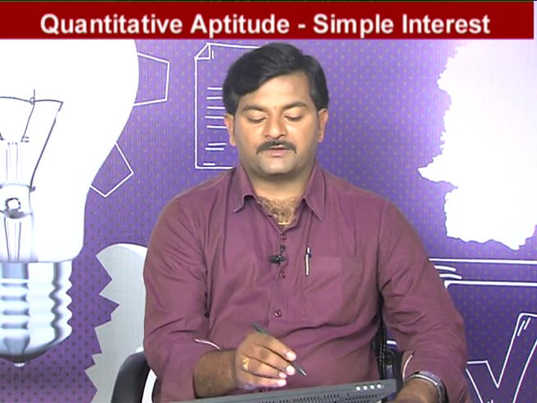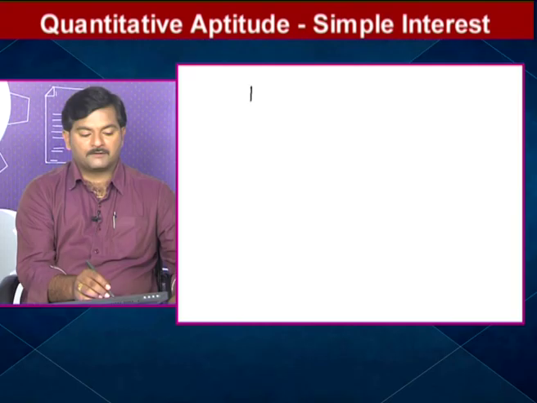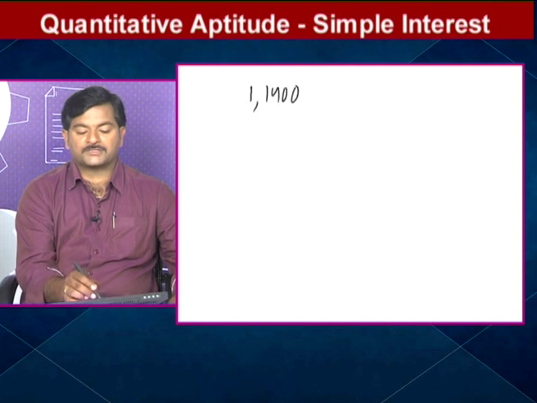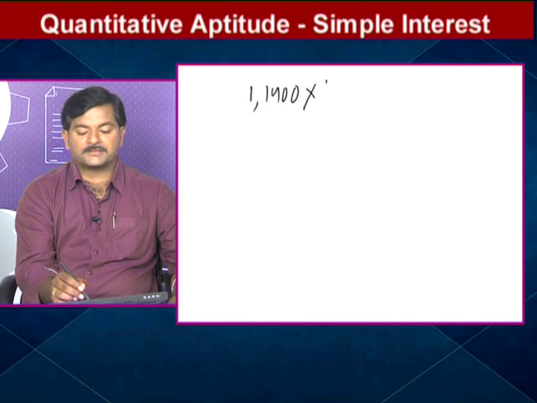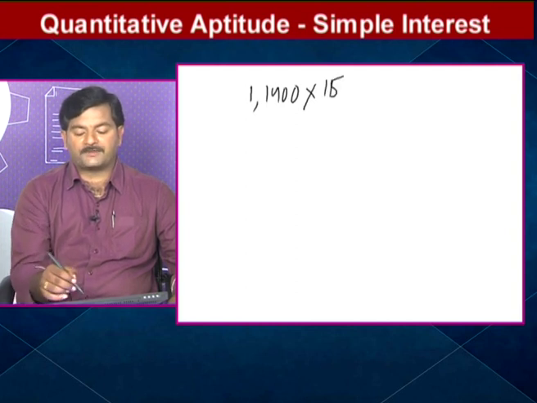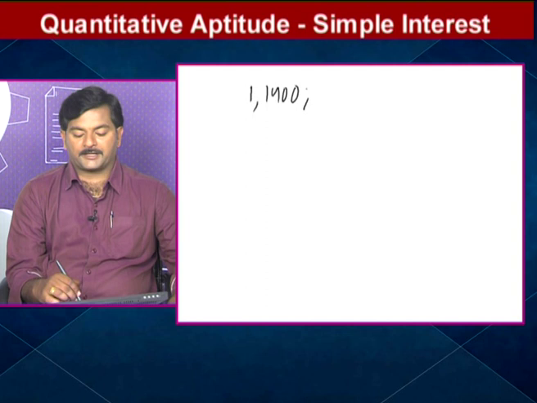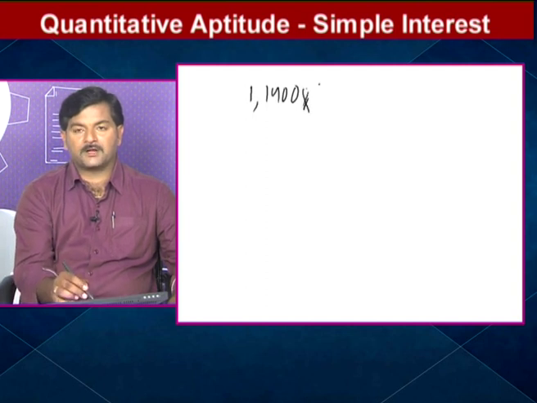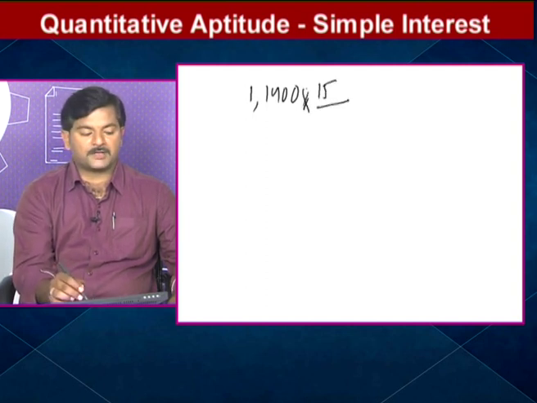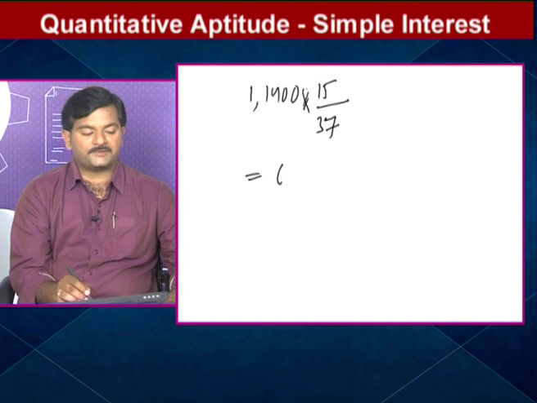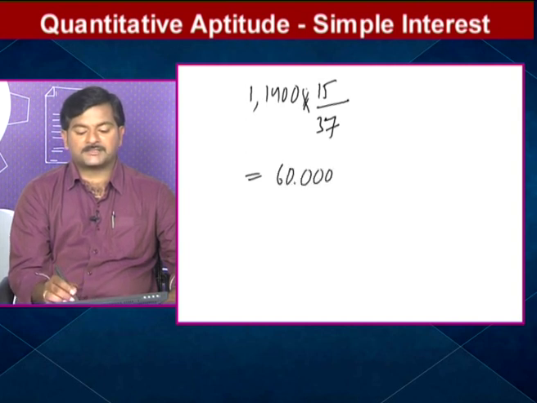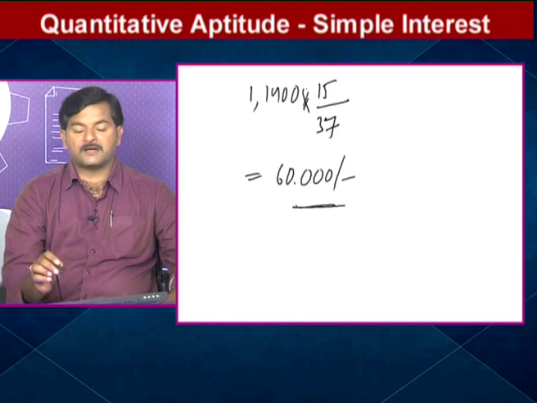We know the total amount, which is 1,48,000, as I just told you. And the first part, how much am I getting? 15 parts out of 15 plus 12 plus 10, so total 37 parts. After simplification, I am getting 60,000 rupees. Hence this is the answer.